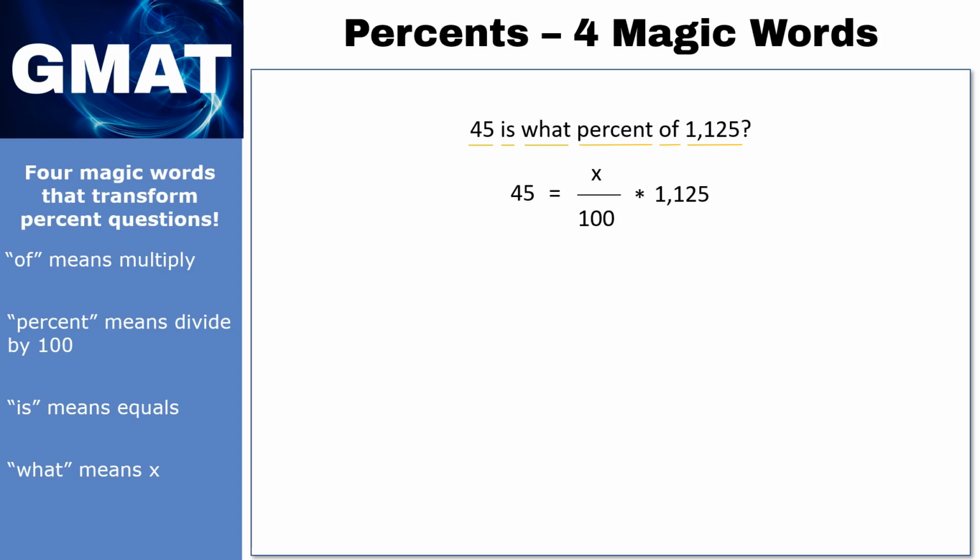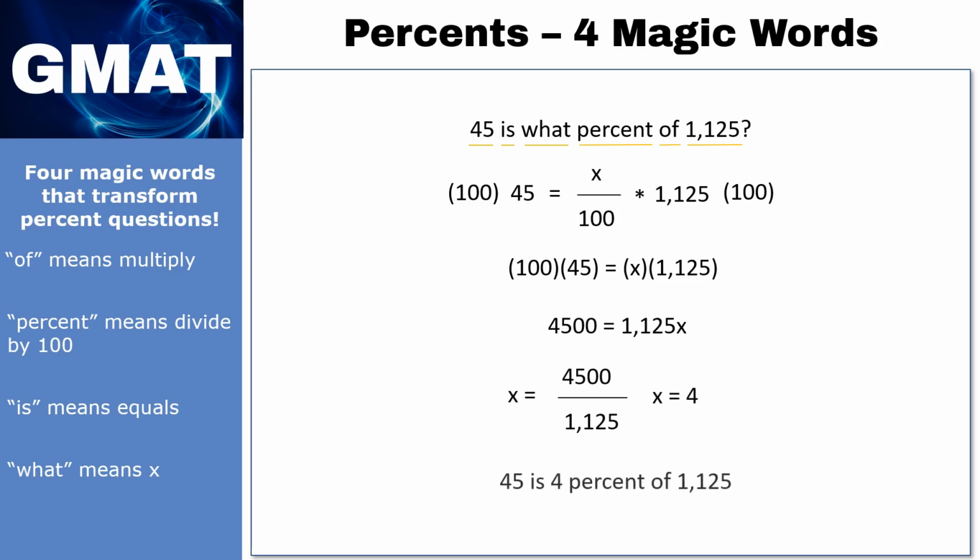Now here's a pro tip. Anytime you're dealing with fractions, it's almost always easiest and fastest to multiply the entire equation through by the denominator, because that gets rid of the fraction altogether and your life just got easier. So all we do is keep on moving through the algebra, and what we find is that 45 is 4% of 1,125. Okay, great job. Let's do a word problem version of this.